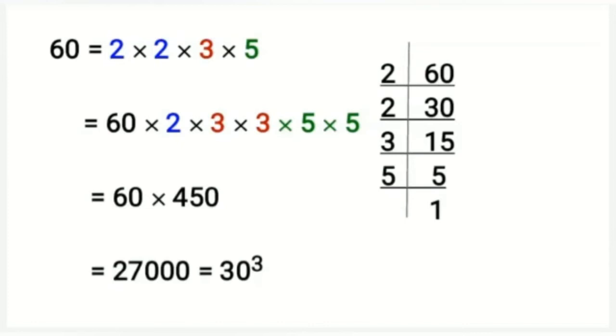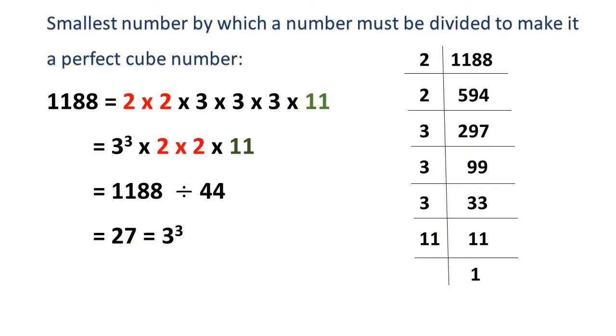That is 27,000, and 27,000 is the cube of 30. Question 2 of our exercise 7.1 deals with the same kind of problem, students. So you all have to do all the 5 sums at home. And now students, we are going to learn how to find the smallest number by which a number must be divided to make it a perfect cube number.